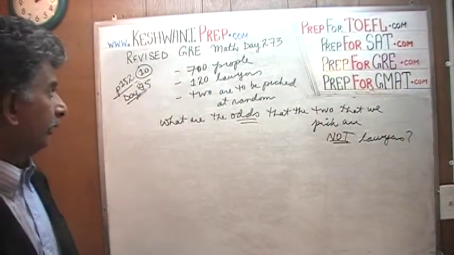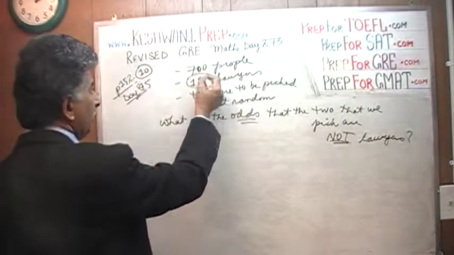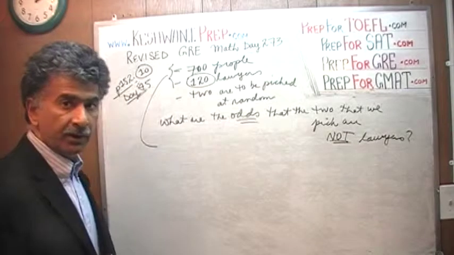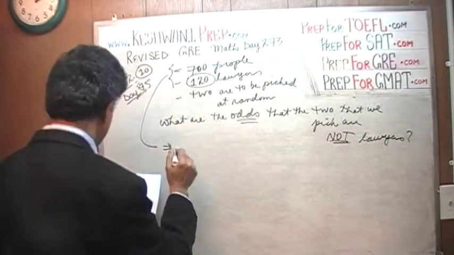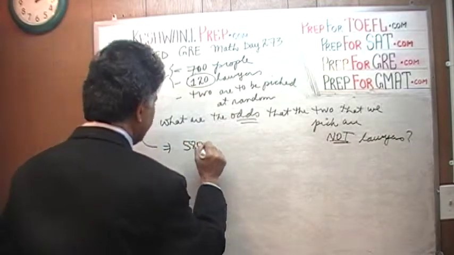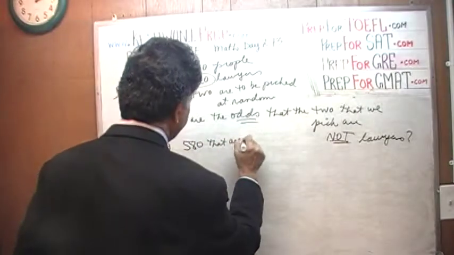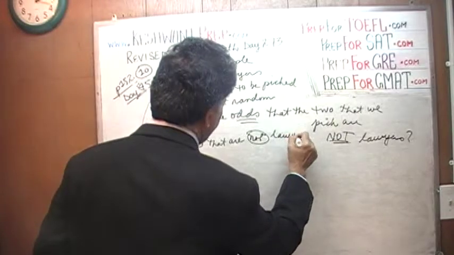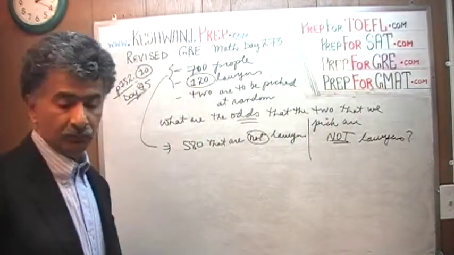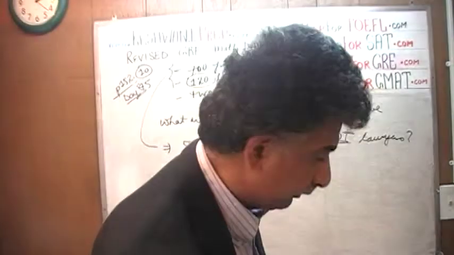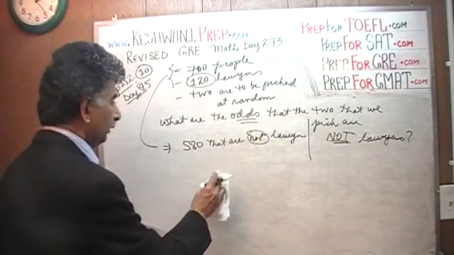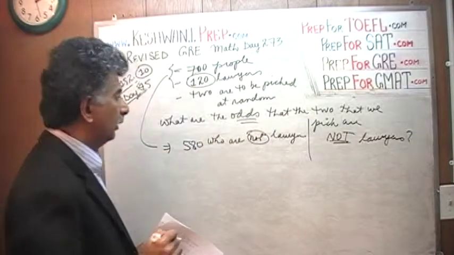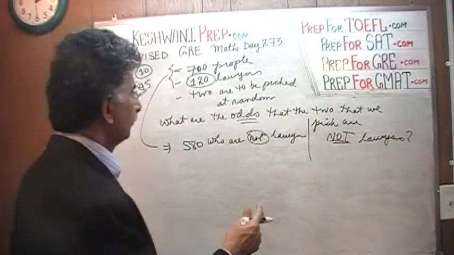Well, it's very straightforward, very simple. We are told that 120 of them are lawyers out of 700. If there are 700 total, 120 of them are lawyers. That implies that we have 580 that are not lawyers. Or, to be more precise, to put it in proper English, 580, not "that are," but rather "who are not lawyers." Same thing here, you should say "who."